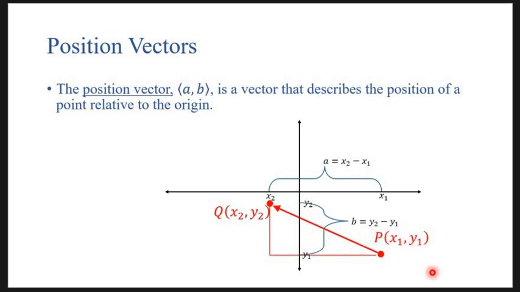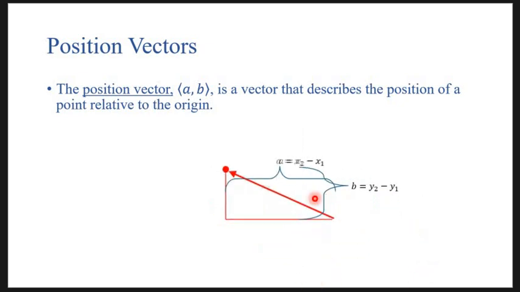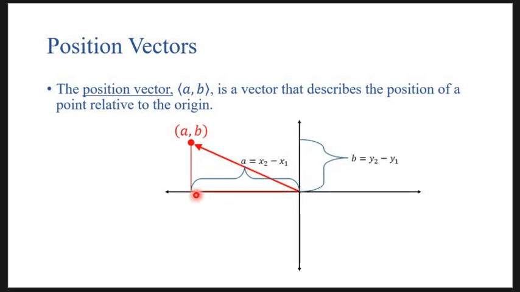What I want to do is transplant this triangle so that the initial point is at the origin, but I want to keep the size of the triangle the same so that this vector and the original vector have the same magnitude and direction. Because they have the same magnitude and direction, the two vectors are actually equal to each other. So the vector PQ and this position vector I've drawn, AB, which would be denoted this way, are equal to each other.